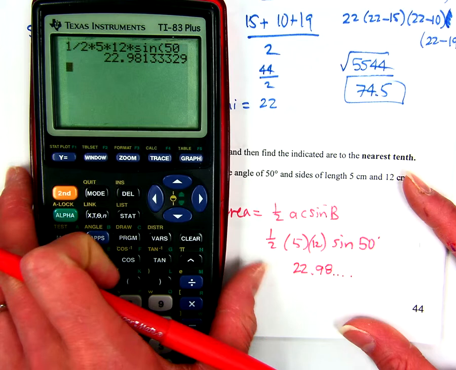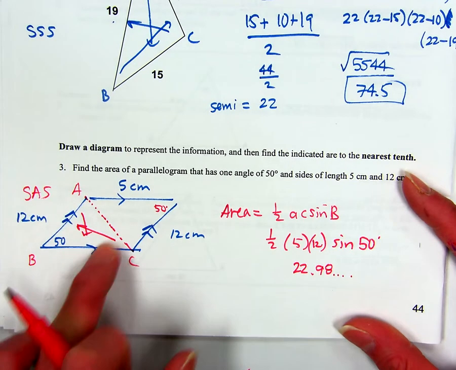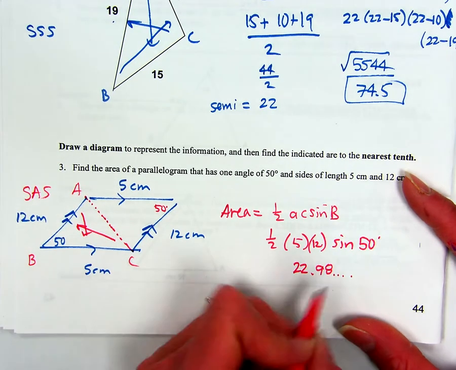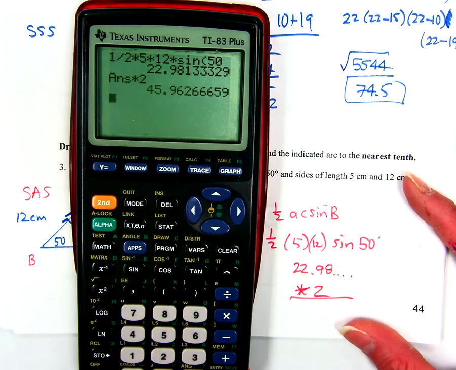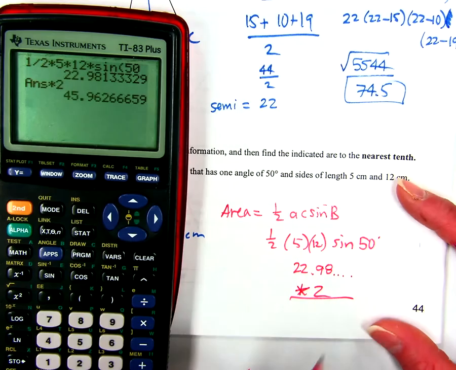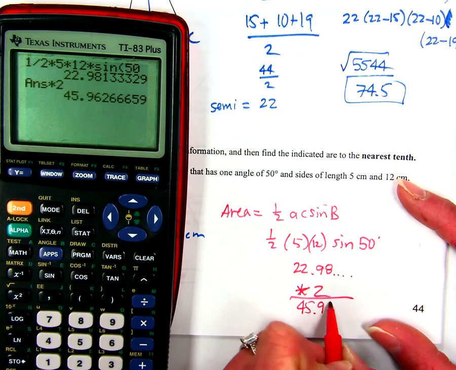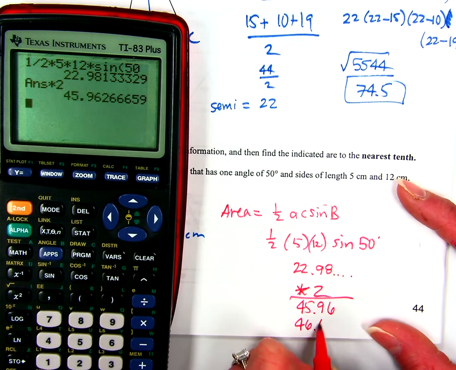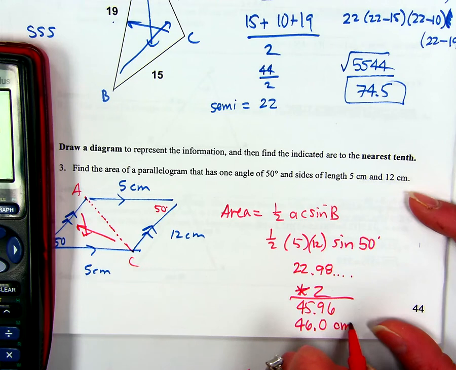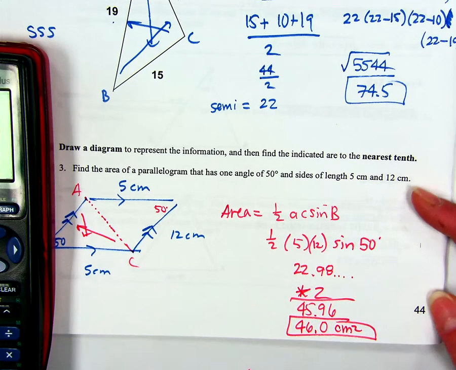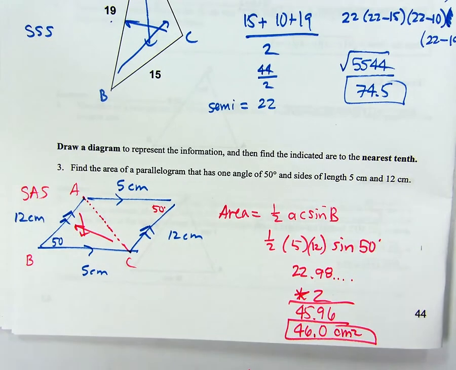Now notice that's not my final answer because that was only this triangle. But how many triangles do I have? I have 2 of them. So I just have to double that answer. I'm going to multiply by 2. Now that's my final answer. So I have 45.96, or otherwise known as 46.0. And since these were centimeters, I'm going to call this centimeters squared. And you're all done with all your trig notes for the chapter.